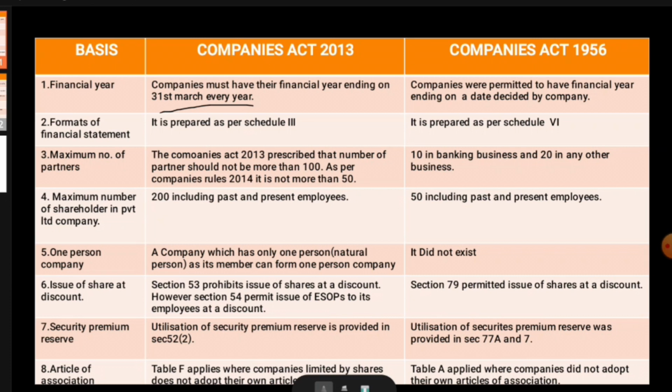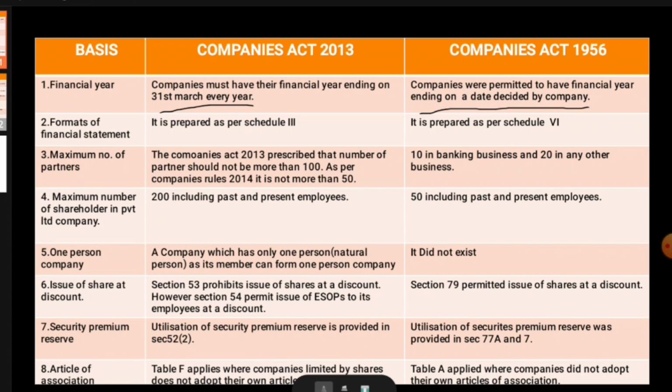But according to Companies Act 1956, the companies were permitted to have a financial year ending on a date decided by a company. It means a company can decide the ending date of a financial year, and it may end in the month of March or any other month, maybe January, February, April, May, June, not on a particular date like 31st March.